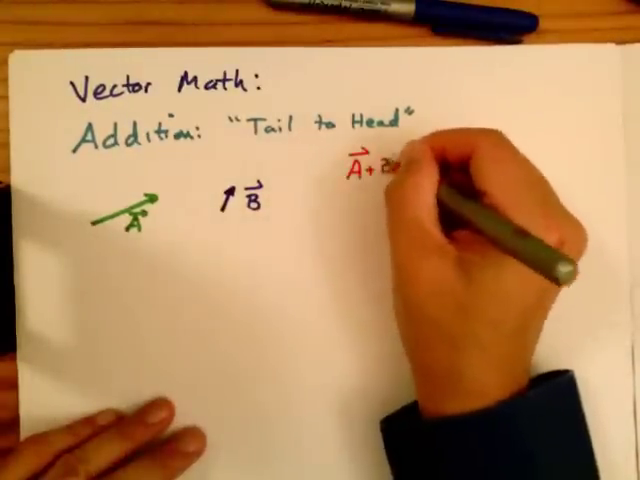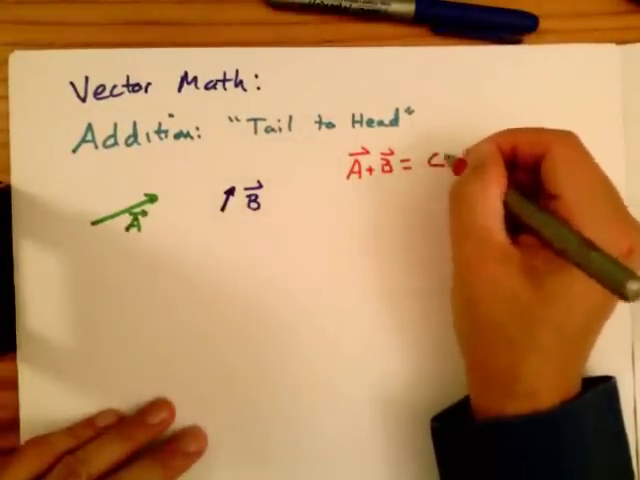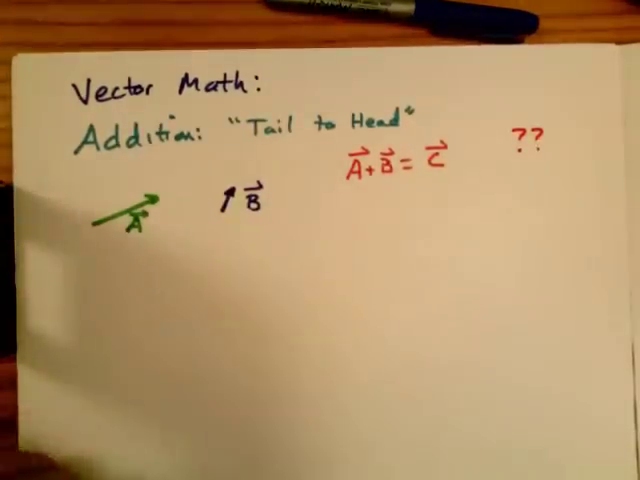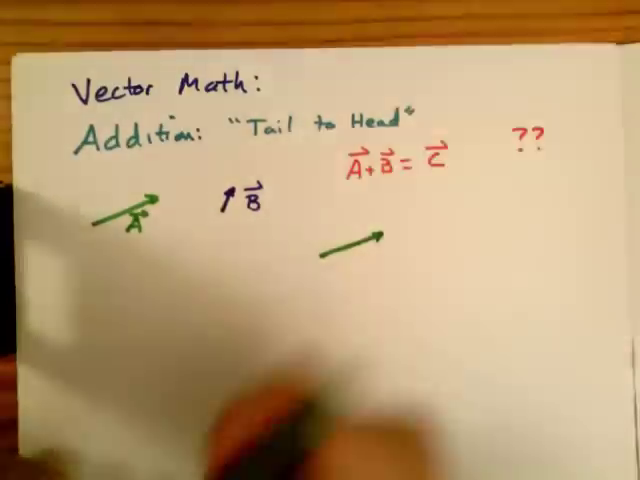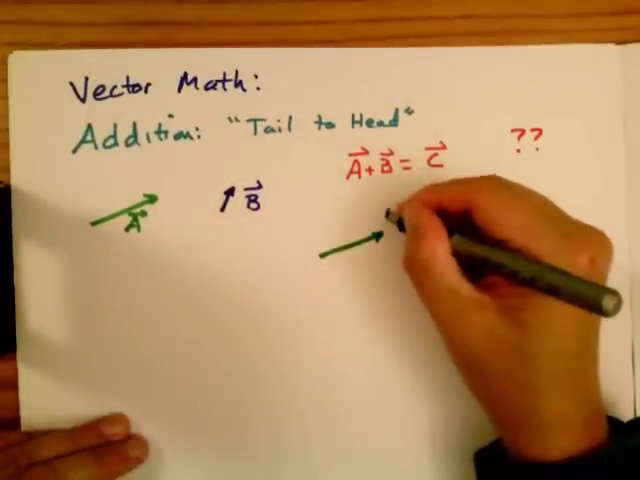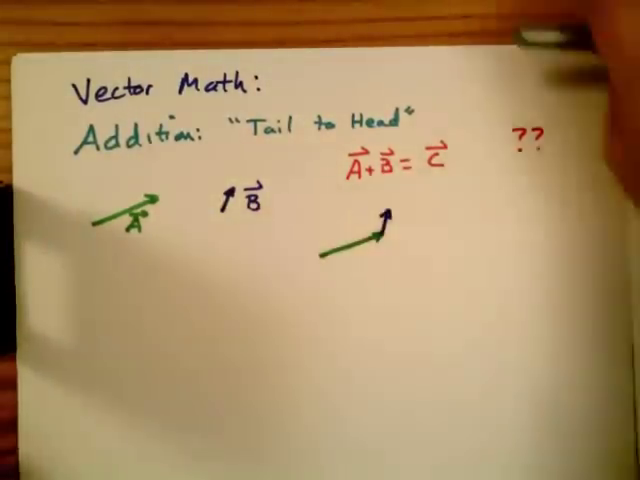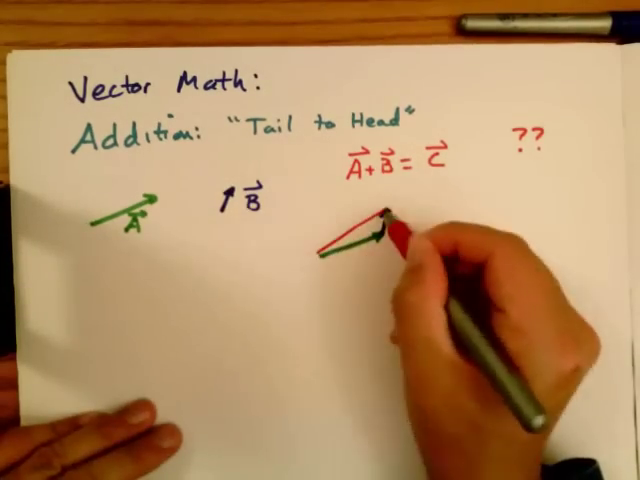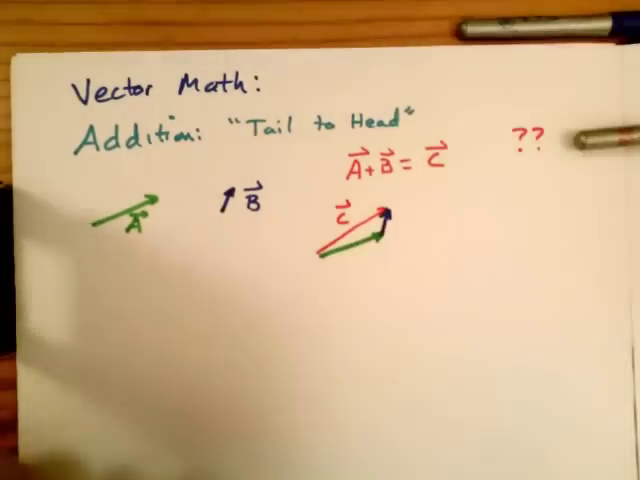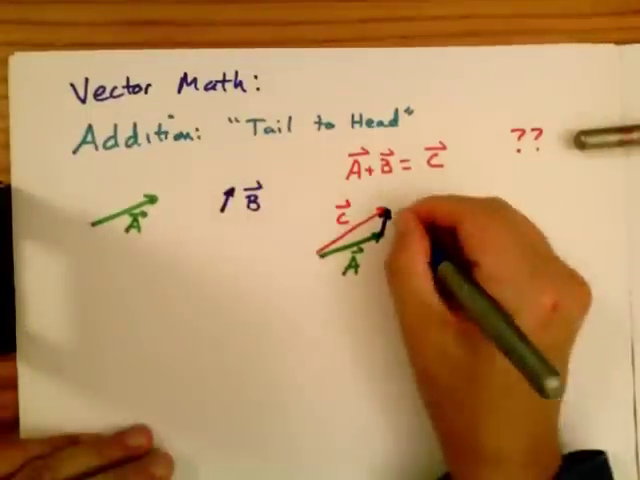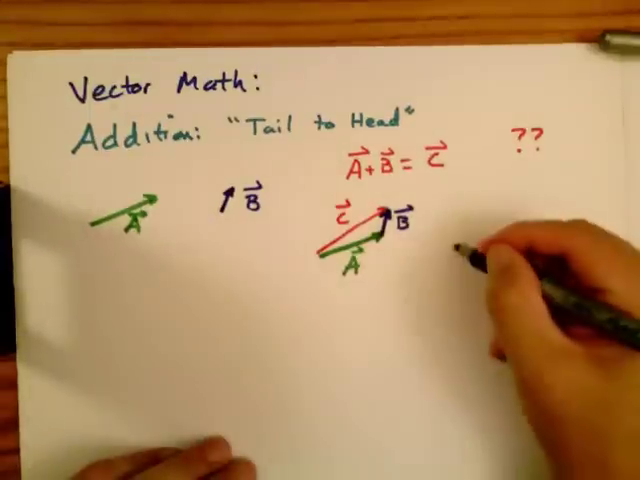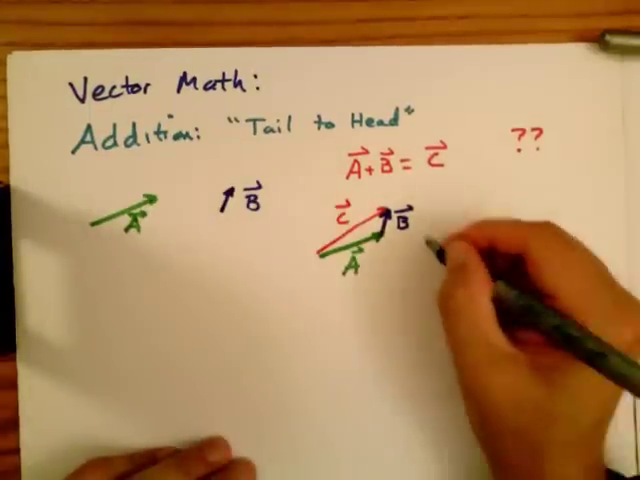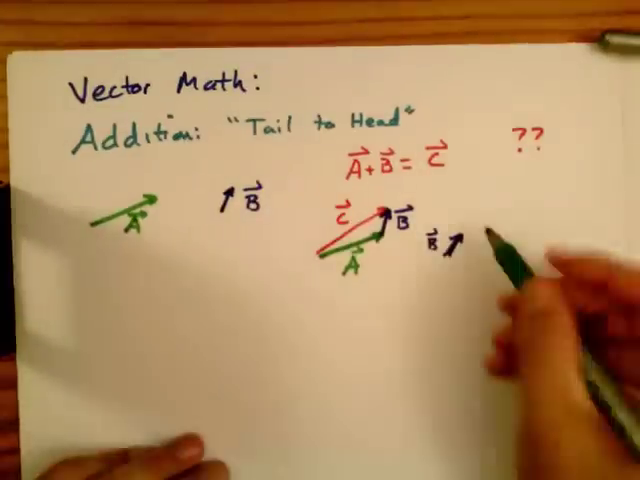A plus B is equal to some other vector C, and I want to define what C really is. So I'm going to put the vector A down, and we're always free to pick up and move vectors. That doesn't change them. The position of the vector doesn't matter. If I go tail to head, A's head to B's tail, the two together is C. So A plus B is equal to C. You take the tail of vector B and put it on the head of vector A.